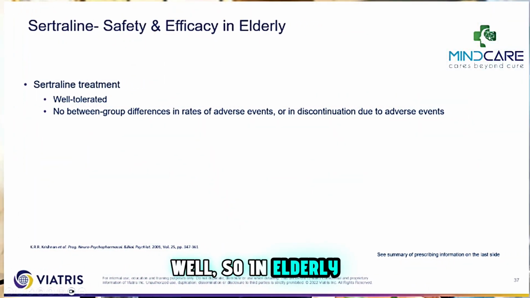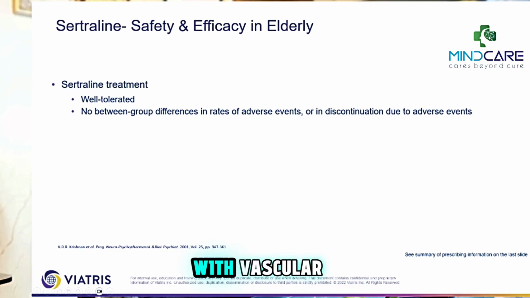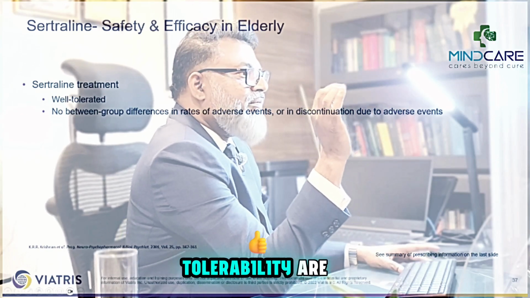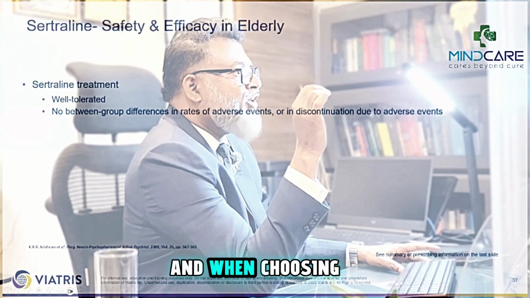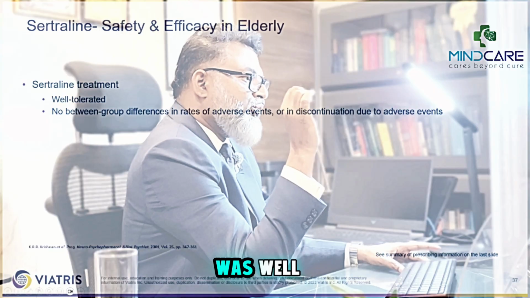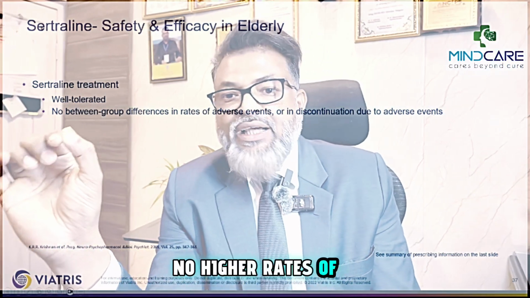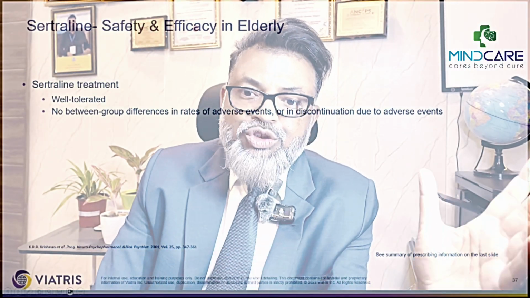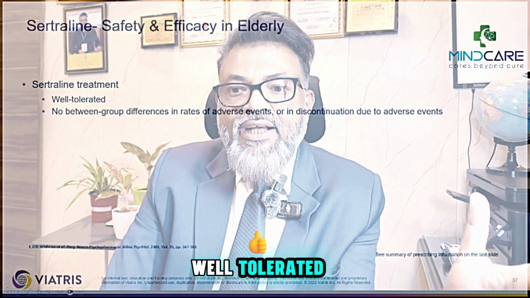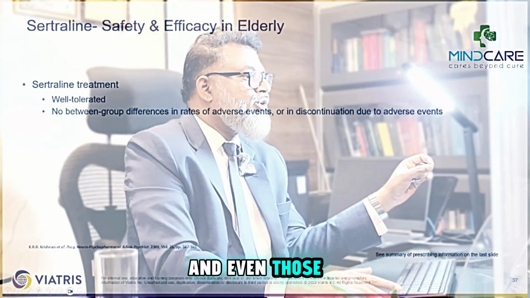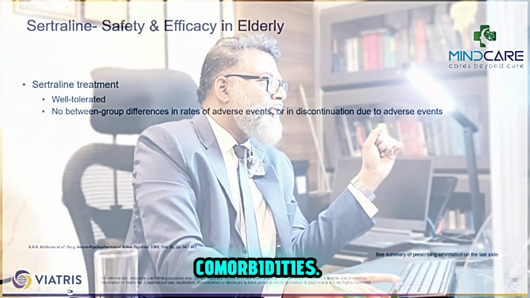In elderly patients, particularly those with vascular comorbidities such as hypertension, safety and tolerability are key clinical factors when choosing the right antidepressant. Sertraline was well tolerated, with no higher rates of side effects and continuation compared to control. So sertraline is a safe, well tolerated, and effective option for depression in elderly patients, even those with vascular comorbidities.